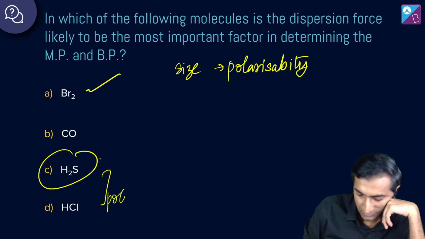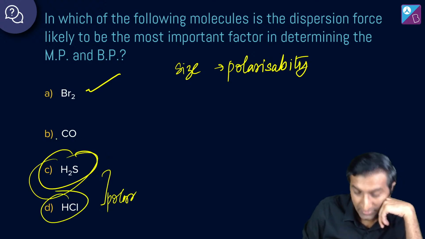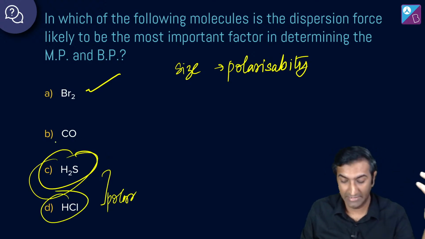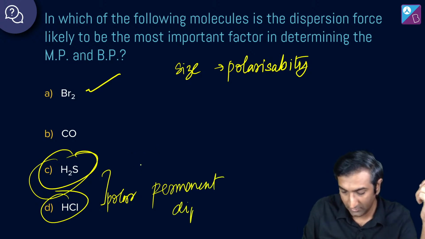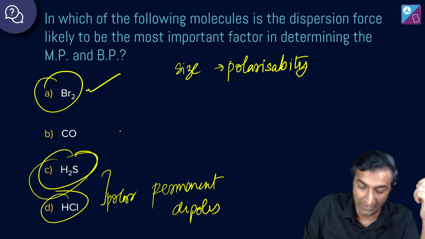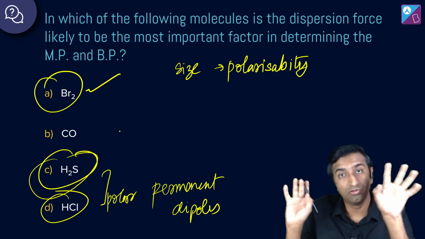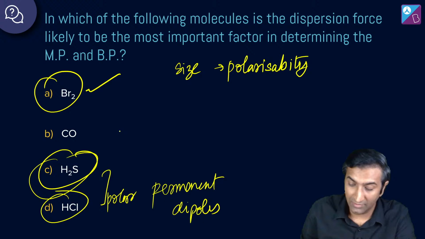Okay, both of these have, what do you call them, permanent dipoles, right? But इसका साइज इतना ज्यादा है ब्रोमीन का, इसका पोलराइजिबिलिटी इतनी ज्यादा है कि although it has instantaneous dipole, इसका जो है सबसे ज्यादा होगा.